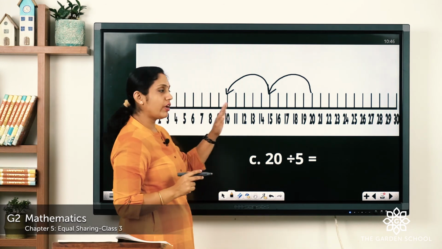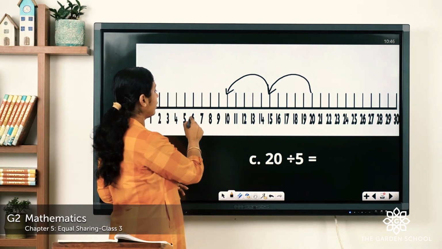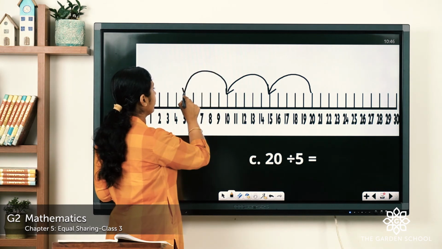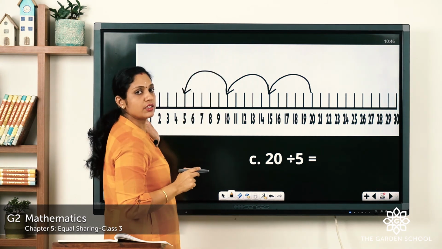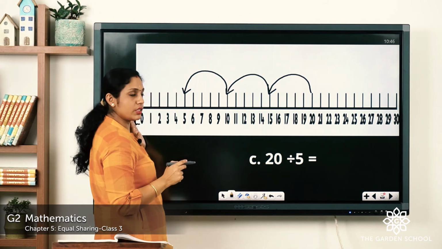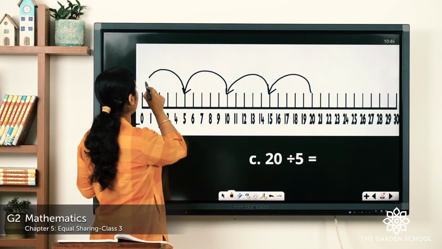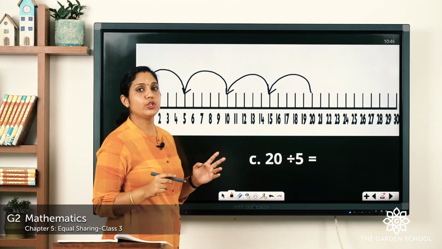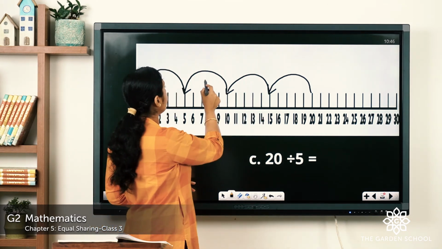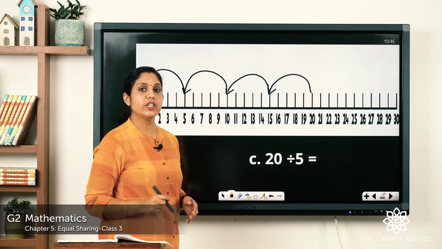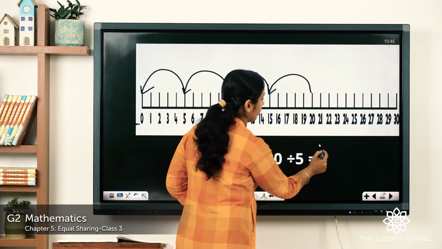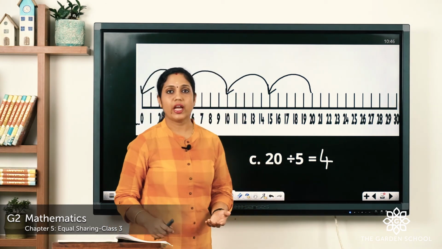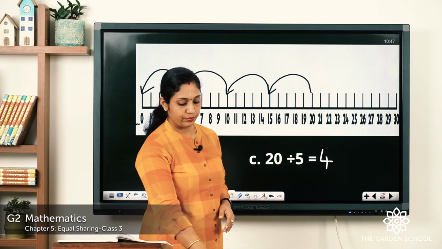From 10 again, 5 numbers back. 1, 2, 3, 4, 5, you reach the number 5. From 5 again, 0. So 5 minus 5 is equal to 0. So you can draw a semicircle to 0. Now count how many times you jumped. 1, 2, 3, 4. So what is the answer? 20 divided by 5 is equal to 4. So this is how we have to draw on a number line.